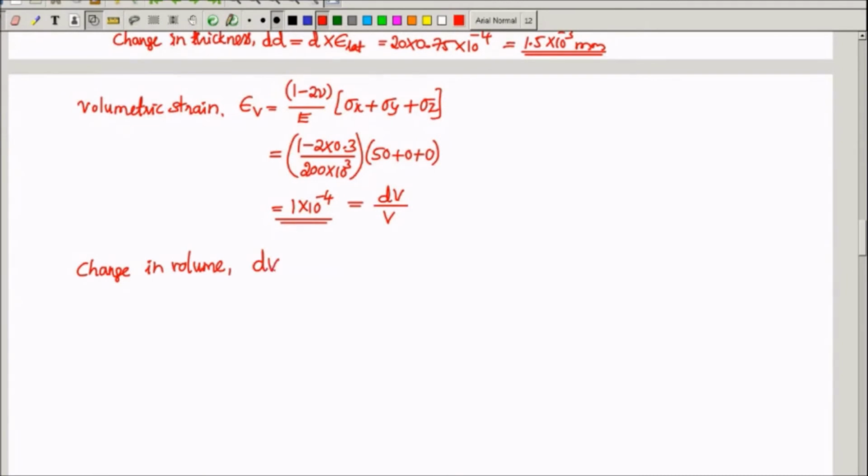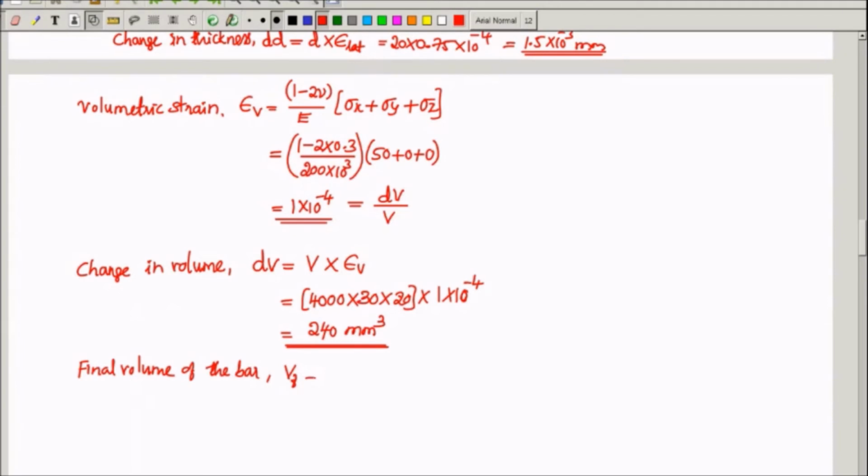So change in volume delta V is nothing but V into epsilon V, and V is nothing but 4000 length into width into depth. This is the original volume into the volumetric strain, which is 1 into 10 power minus 4. If you calculate, you will get 240 mm cube. So how do we calculate the final volume? Change in volume we know, original volume we know. Final volume will be change in volume plus original volume. Vf is equal to V plus delta V, 4000 into 30 into 20, this is V, plus 240. It comes out to be 2400240 mm cube. This is the final volume of the bar.